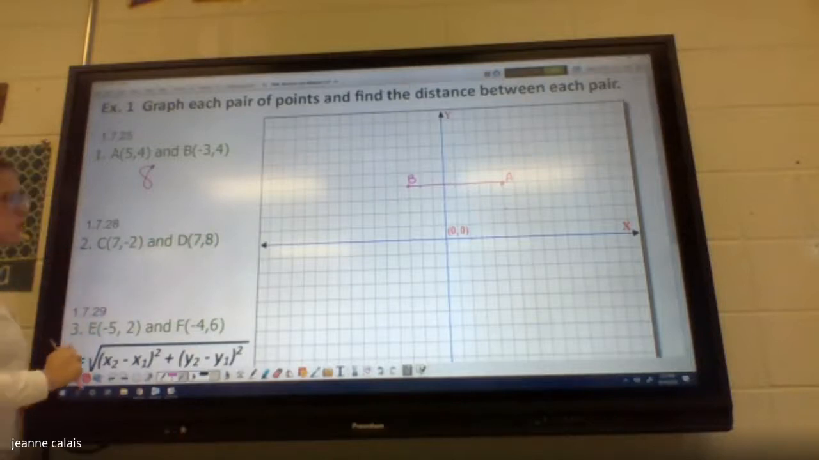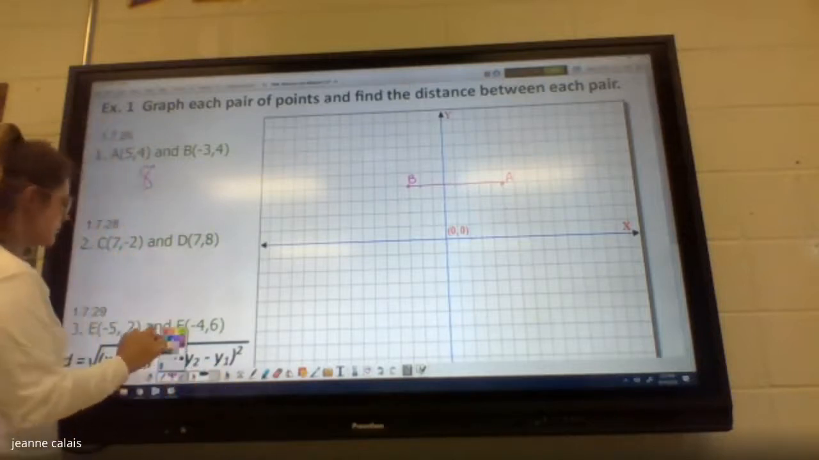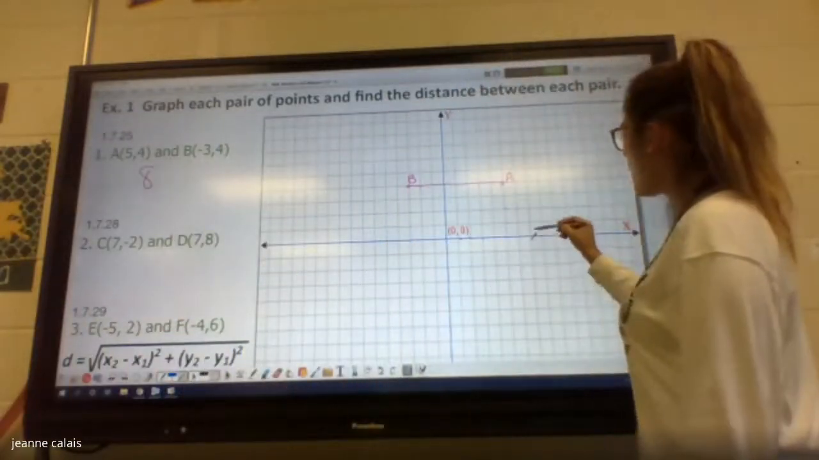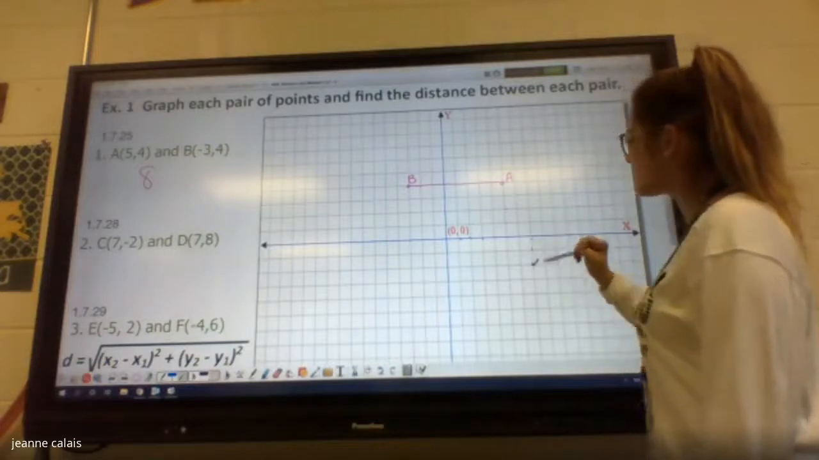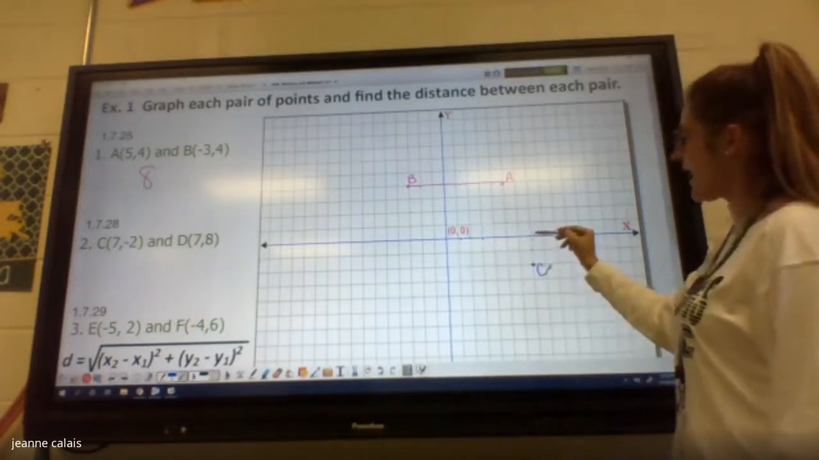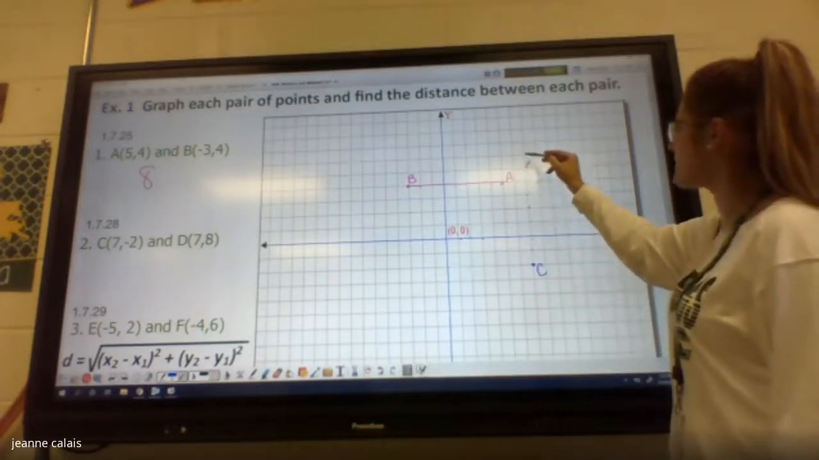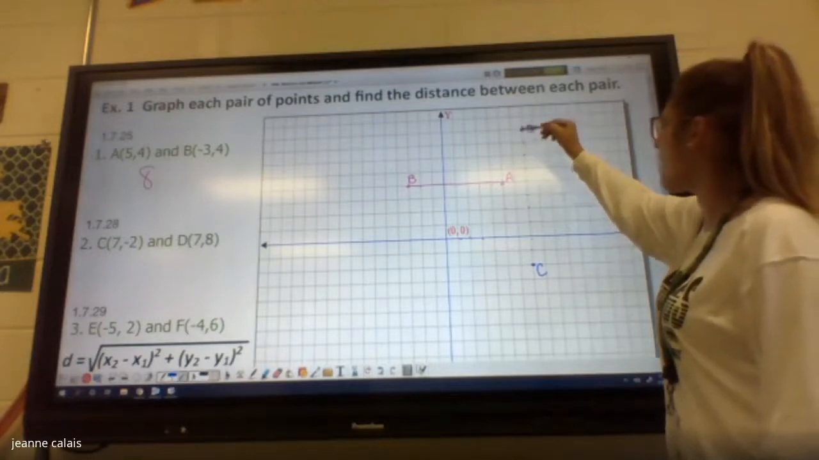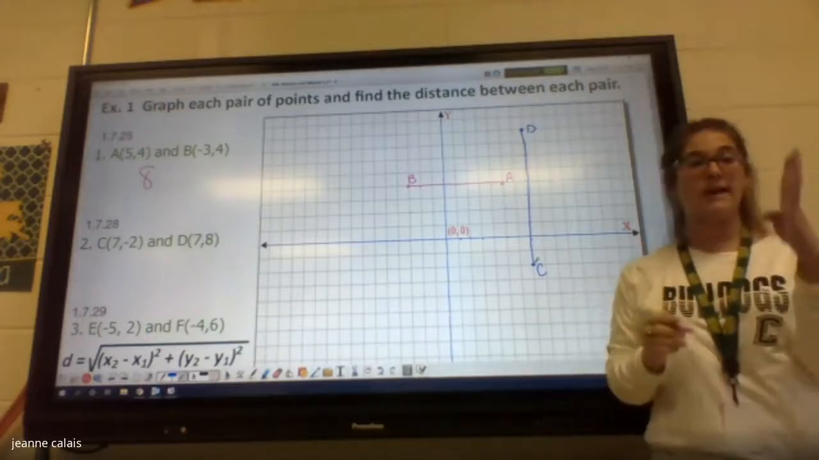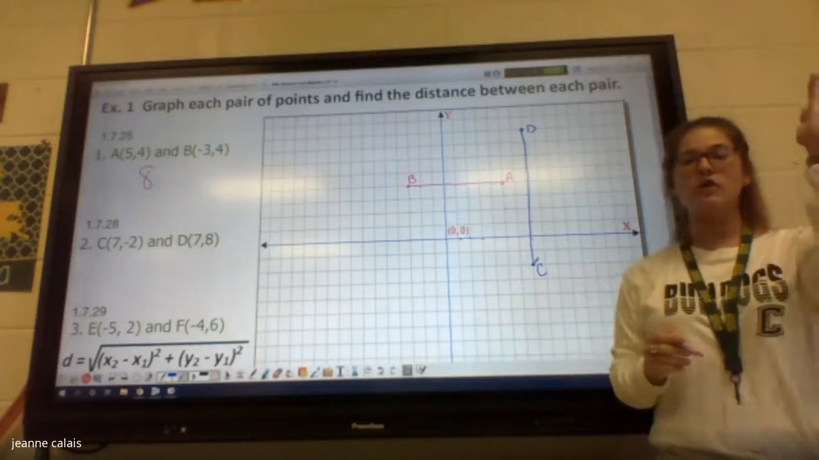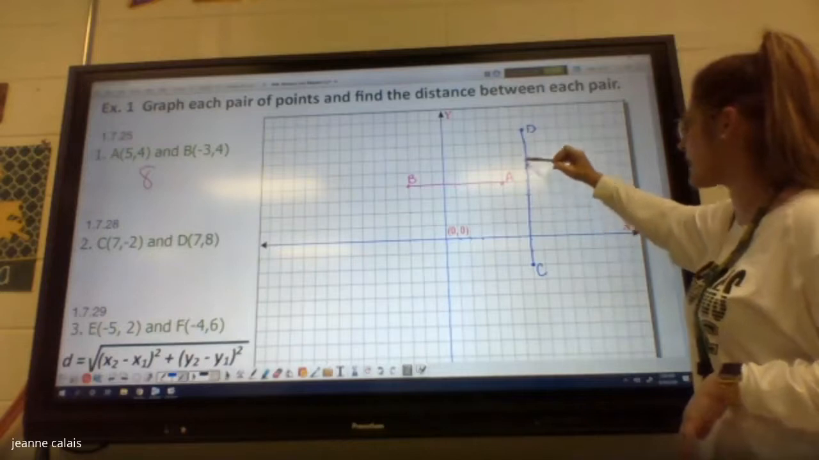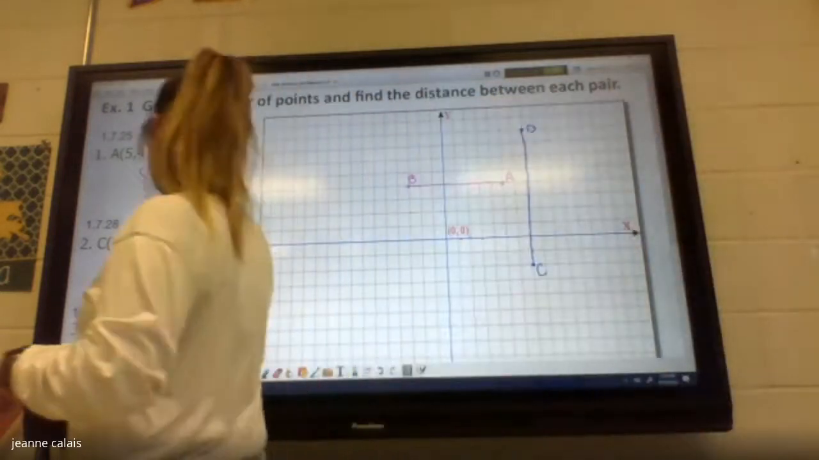All right, let's look at example 2. So 7, 1, 2, 3, 4, 5, 6, 7 on the x-axis, and 1, 2 down on the y-axis. All right, D, that is 7 on the x, and 1, 2, 3, 4, 5, 6, 7, 8 on the y-axis. As you can see, that is a vertical line. Vertical again is straight. Okay, there's no tilt to it. So you can easily count the distance here as well. 1, 2, 3, 4, 5, 6, 7, 8, 9, 10 units.